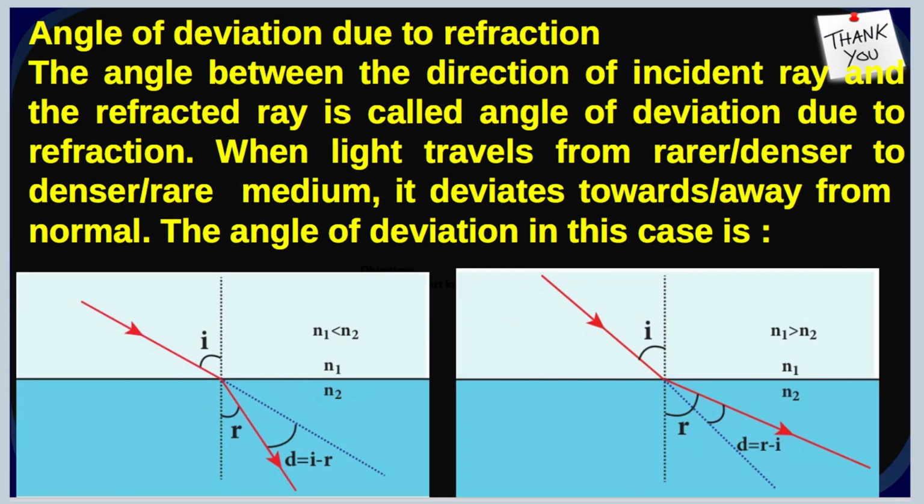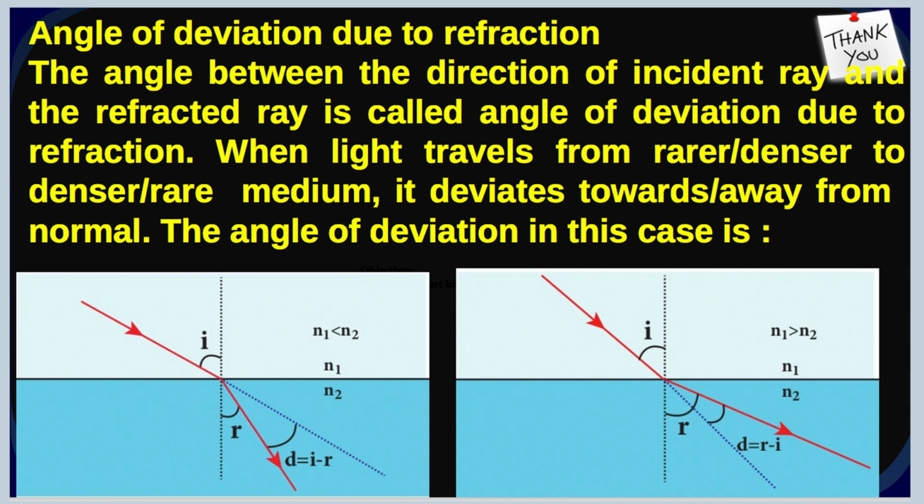The angle between the direction of the incident ray and the refracted ray is called the angle of deviation, and this is due to refraction. When light travels from a rarer medium to a denser medium, this angle of deviation reduces, and d equals i minus r. Obviously i is measured in the rarer medium and r in the denser medium. So, this deviation d is equivalent to i minus r, and vice versa.